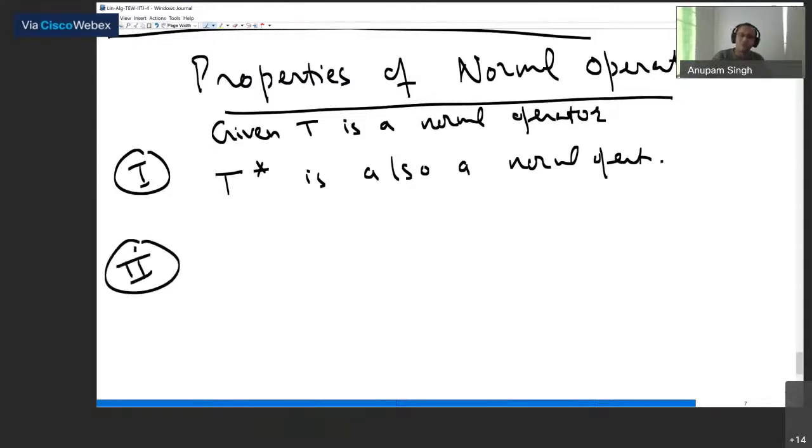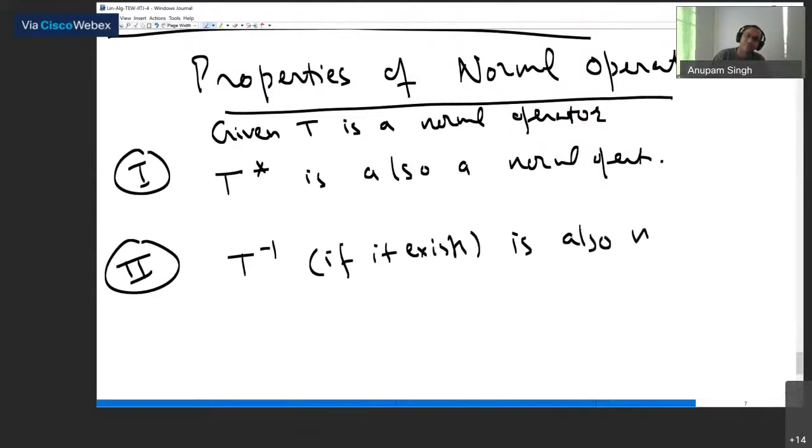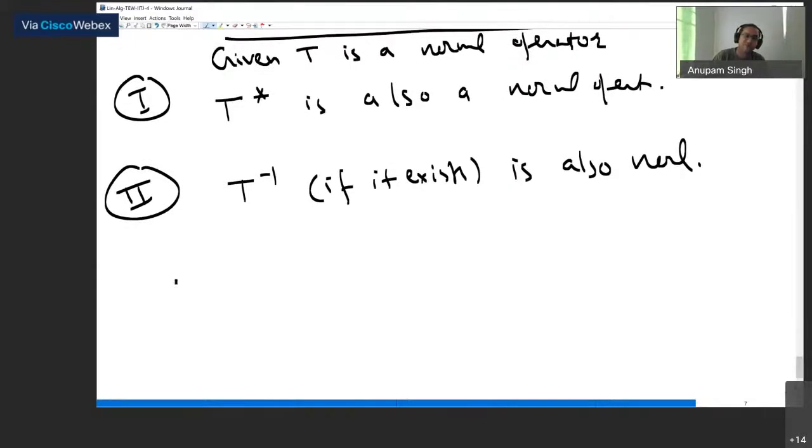Second property, T inverse, if it exists, is also normal. You can check this. I'll leave this as an exercise for you to verify. A similar kind of property. T inverse is also normal. Okay, now I come to a little more interesting properties.